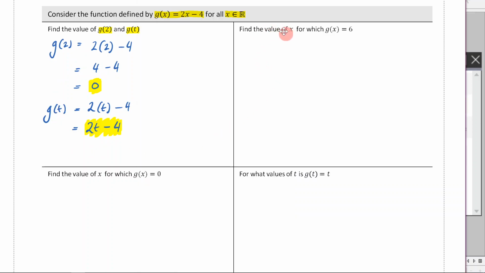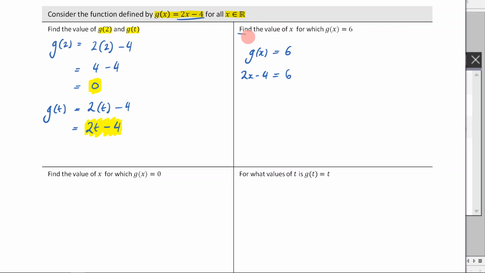Next, find the value of x for which g of x is equal to 6. So the way in which we're going to approach this is, let's begin by just writing it out. I've got g of x is equal to 6. Now I know that g of x is equal to 2x minus 4. So let's write that out. 2x minus 4 is equal to 6.